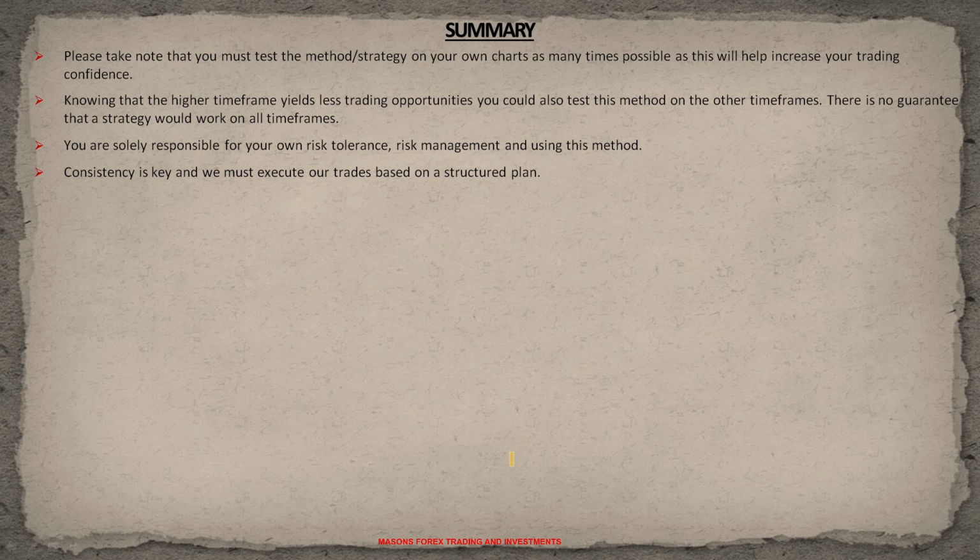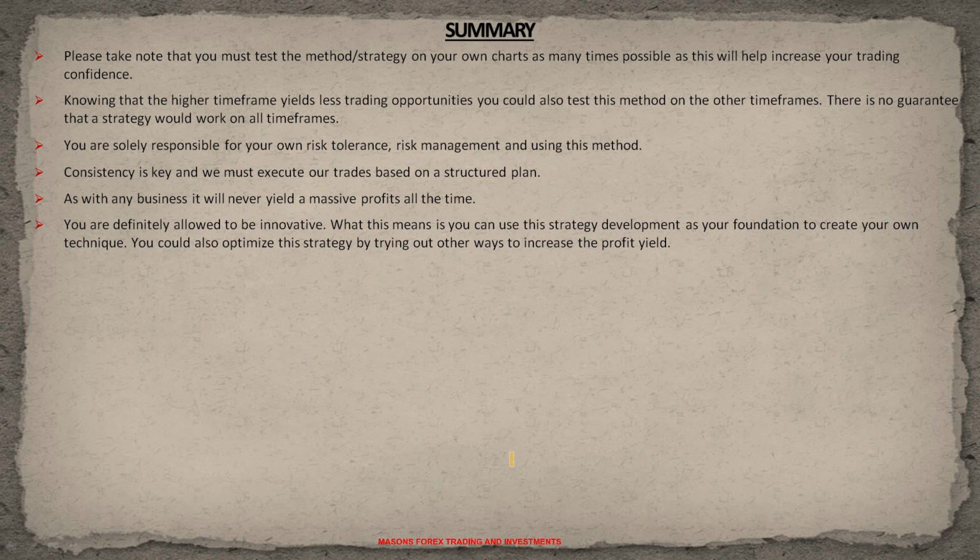Consistency is key, and we must execute our trades based on a structured plan. As with any business, it will never yield massive profits all the time. You are definitely allowed to be innovative. What this means is you can use this strategy development as your foundation to create your own technique. You could also optimize the strategy by trying out other ways to increase the profit yield.